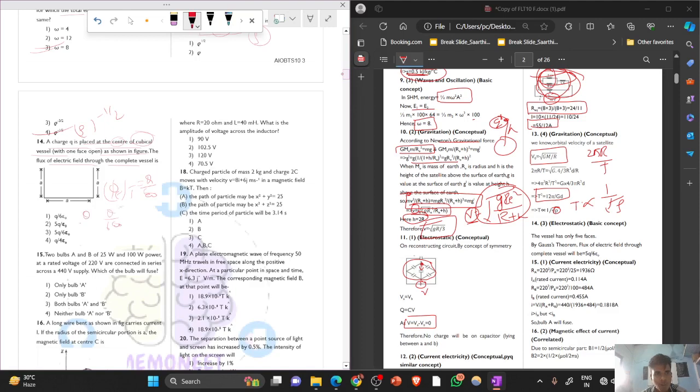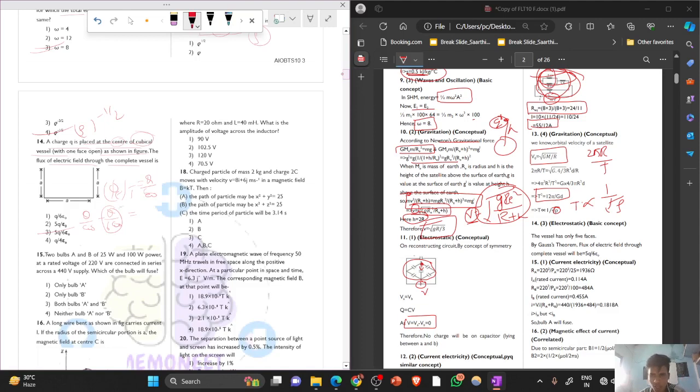If you remove the one face, after solving you get 5Q by 6 epsilon naught, because there is no one face. So you must subtract the one face's flux from the total flux coming out of the cubical vessel. So it comes out to be 5Q by 6 epsilon naught.